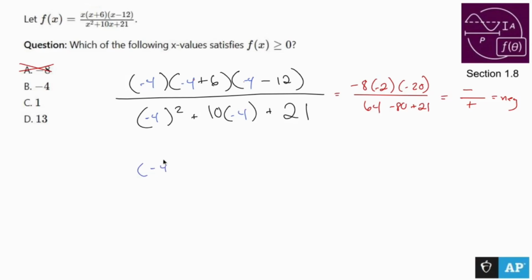-4 becomes -4, then +2, then -16 for the square of... then 16, then -40, and you stay 21. -4 times +2 times the -16 is going to be positive. 16 minus 40 is -24. -24 plus 21 is still negative, so you remain negative. So -4 doesn't work either.